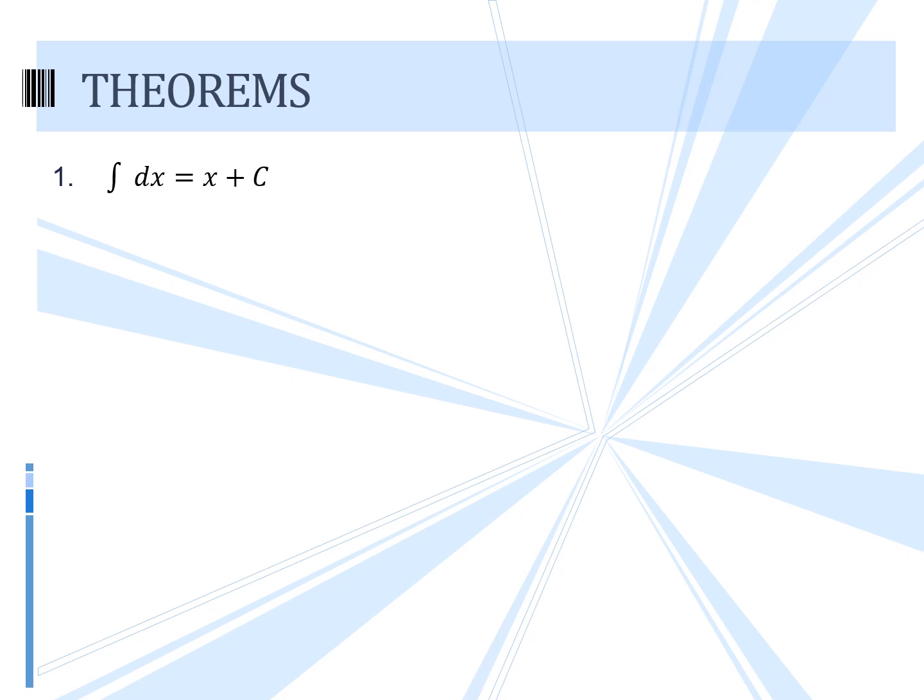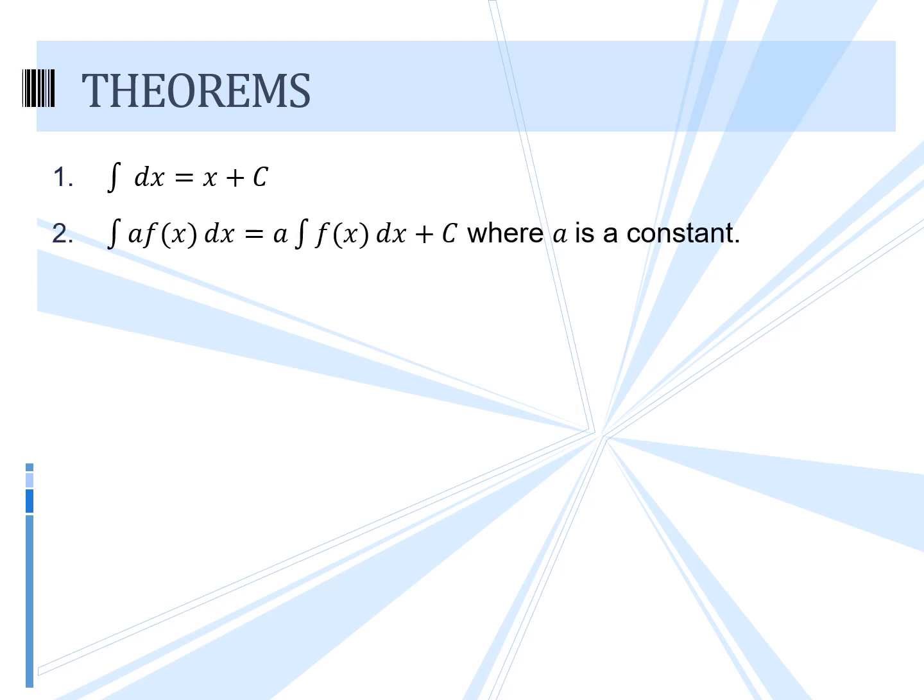Theorem 1. The integral of dx is equal to x plus c. This is like saying that the integral of 1 dx is equal to x plus c. Theorem 2. The integral of a times f of x dx is equal to a times the integral of f of x dx plus c, where a is a constant.